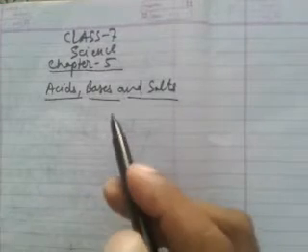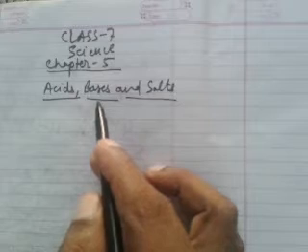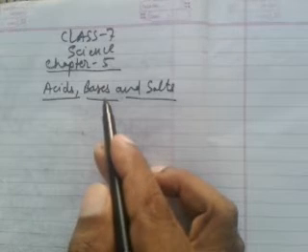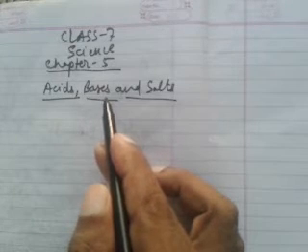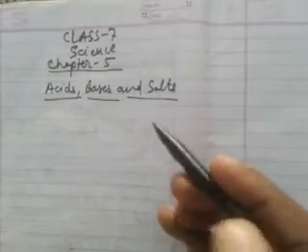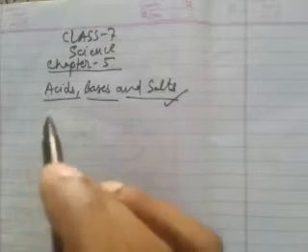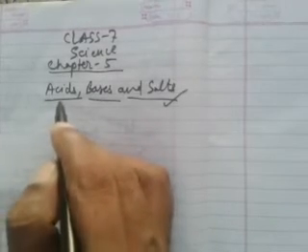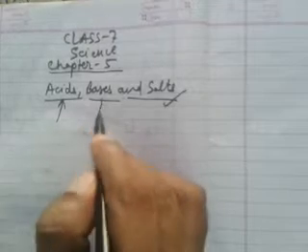Some substances show acidic nature, some behave like bases, and some behave neither as acid nor as base, that's why they are called salts. So let us try to understand one by one about the acids, bases and salts.